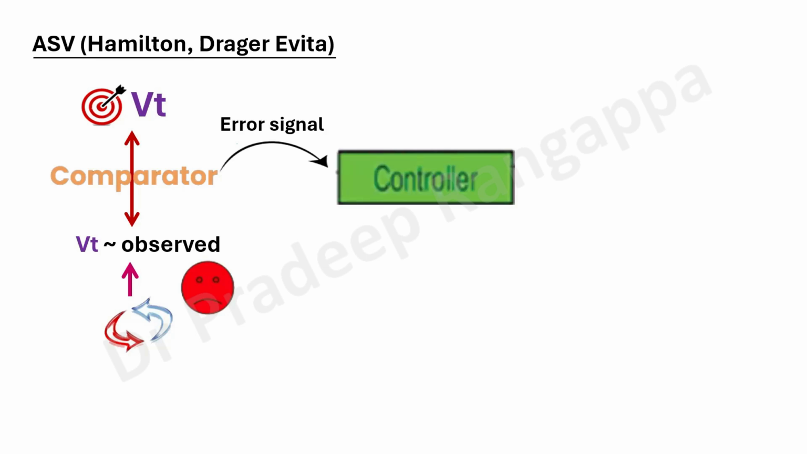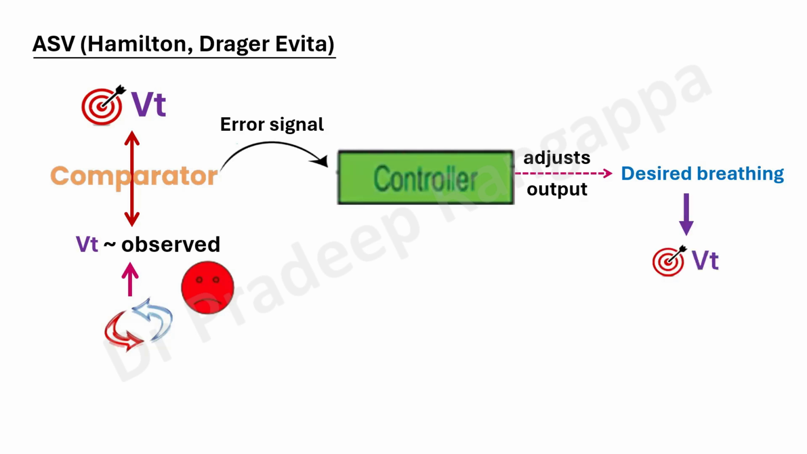So there is auto measurement of compliance and PEEP, and this is being relayed, and the observed tidal volume is compared with the target tidal volume, and an error signal is sent to the controller. And what the controller does is make up for the deficit by adjusting the output for the desired breathing so that the target tidal volume is achieved. Basically, the machine is sensing the tidal volume deficit the patient is generating and compensating for that. That's all you need to remember, and the machine is doing it automatically. Basically, it measures the tidal volume of the patient.